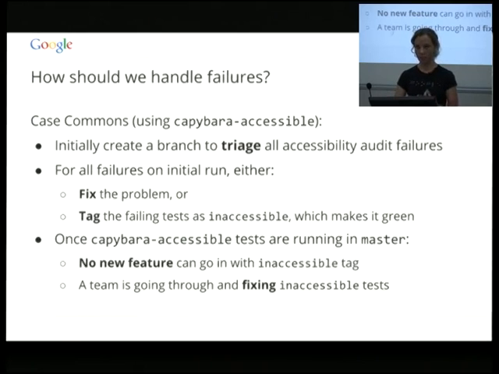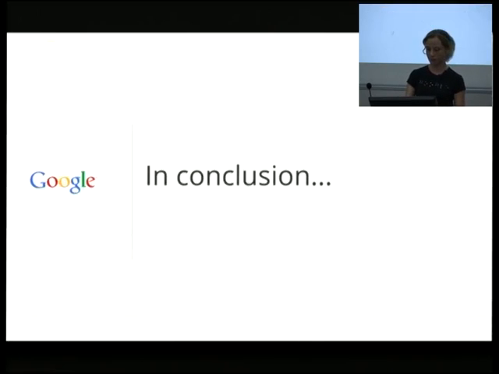So once they've actually finished that branch, they have merged that branch back into master. So from now on, the state is no new feature can go in with an inaccessible tag. So the time of inaccessible tags has run out, you can't add any more. And a team is going through and fixing those inaccessible tests. So over time, there will be no more inaccessible tags.